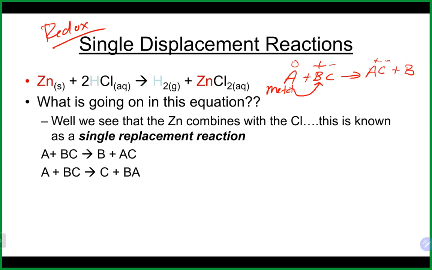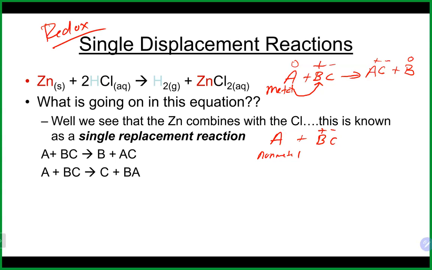The guy that comes out that was positively charged before will end up with no charge as well when it does that. Now, you could also do this with a non-metal as well. So you can have that first guy being a non-metal plus an ionic compound.